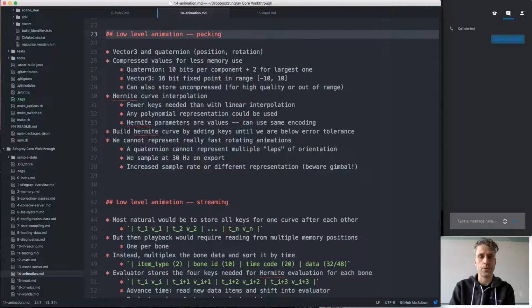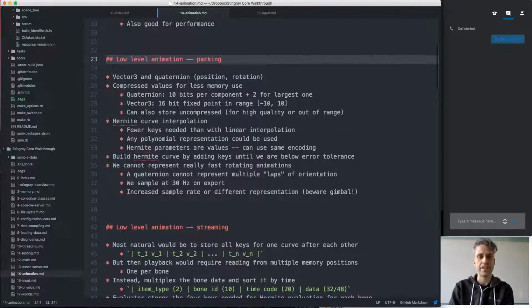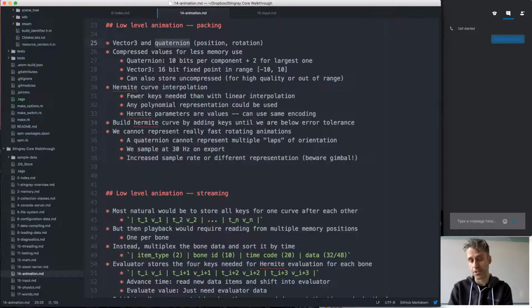So the first thing we do is to pack the data. These curves we have typically mostly consist of vector 3 and quaternion data, so positions and rotations. Actually mostly rotations, because usually the position doesn't change that much, because usually in an animation your bones only rotate. It's rare that your bones actually stretch and become longer. So usually it's mostly rotation data. But this is the bulk of the data, and we want to compress that for lower memory use.